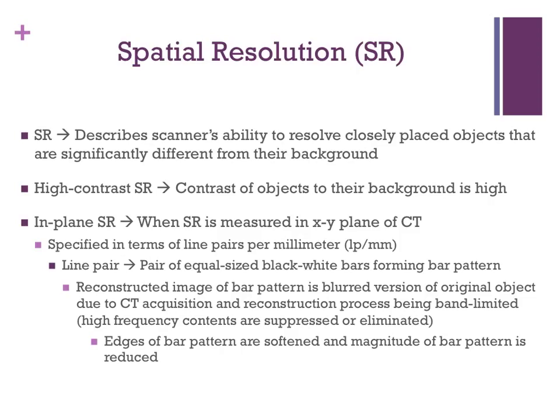In general, the image quality of a CT scanner can be described by several key performance parameters, which include high contrast resolution, low contrast resolution, temporal resolution, CT number, uniformity and accuracy, noise, and artifacts. We will begin by discussing spatial resolution. Spatial resolution describes the scanner's ability to resolve closely placed objects that are significantly different from their background. So, high contrast spatial resolution is when the contrast of these objects to their background is high.